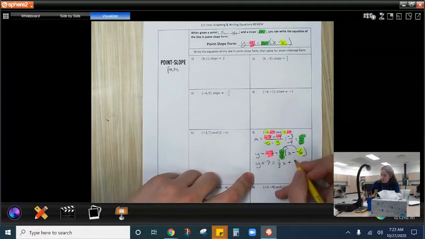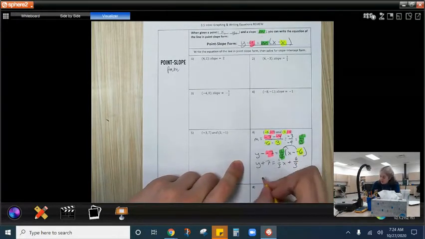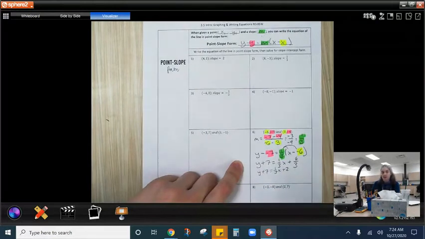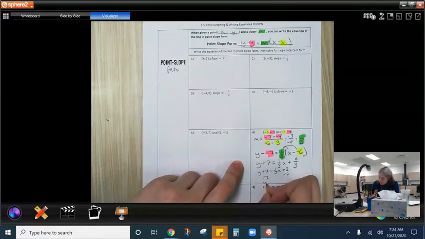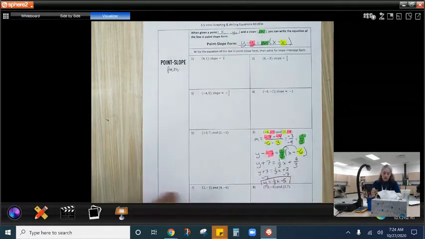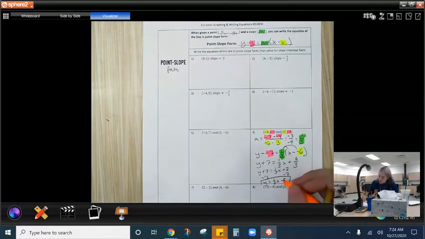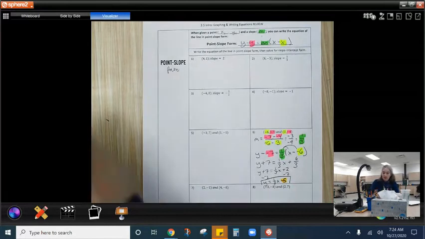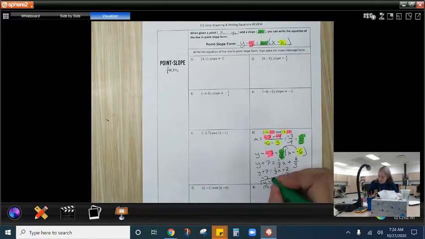So 1/3 of 6. Well, that would really be 6 times 1/3, so that would be 6/3. So we can actually rewrite that as just 2. So y plus 7 equals 1/3 x plus 2, right? Because 6 divided by 3 is 2. Then I subtract 7 on both sides, and we end up with y equals 1/3 x minus 5. And now we can graph it because we have our y-intercept and we have our slope.